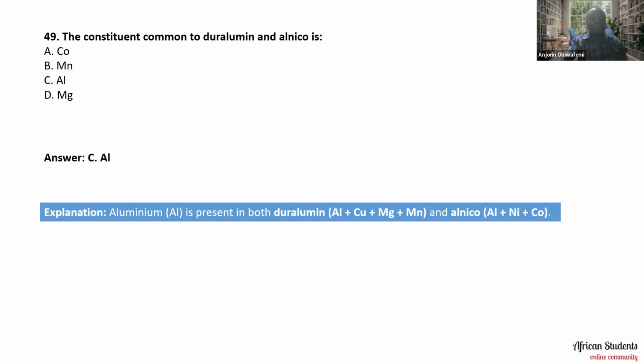And basically, aluminum is present in both duralumin, that's Al plus copper plus magnesium plus manganese, and alnico, which is aluminum plus nickel plus cobalt.